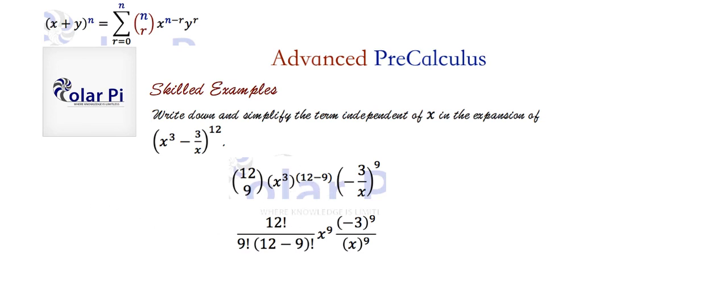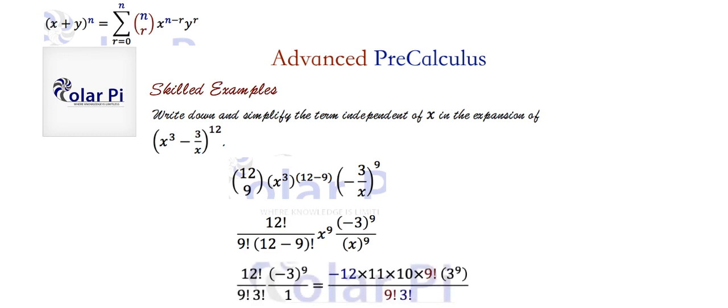Of course, there's more canceling that we could do to simplify it completely, because it tells us to simplify. First, 12 minus 9 is 3, so this here is 3 factorial. So this whole thing is 12 factorial divided by 9 factorial times 3 factorial. And then we've canceled this x to the 9th with that x to the 9th. So here in the denominator I just have a 1. Otherwise, I have this.